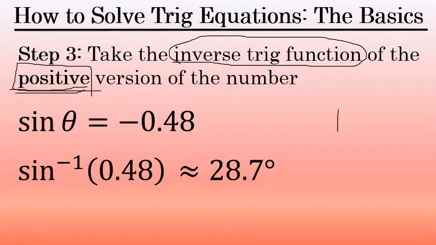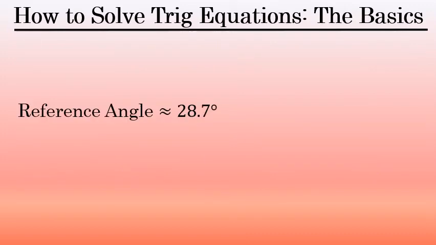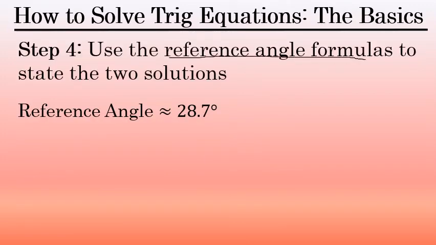Remember, in step 2, we determined that our solutions would be in the third and fourth quadrant. 28.7 degrees is a first quadrant angle. This is known as a reference angle, and we'll use this reference angle to find the third and fourth quadrant answers to this trig equation in step 4. Step 4 is to use the reference angle formulas, which we'll discuss in a second, to state the two solutions. This is the last step. This is where we'll find our two solutions.